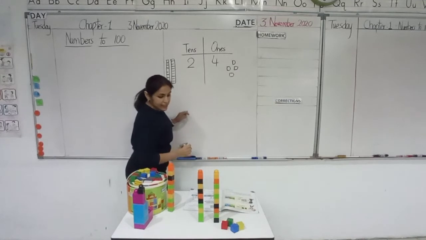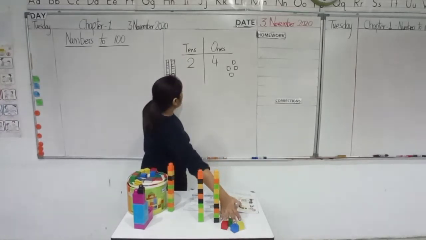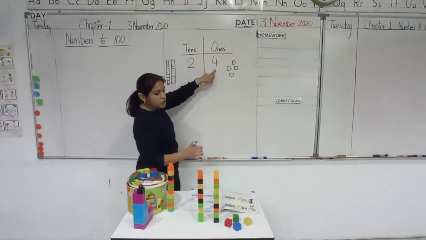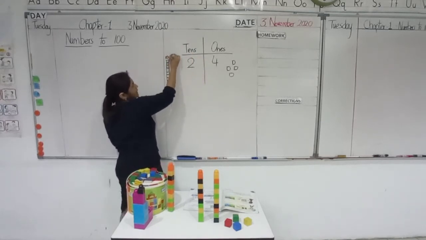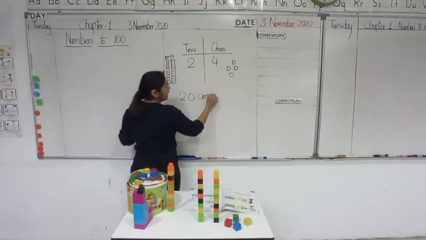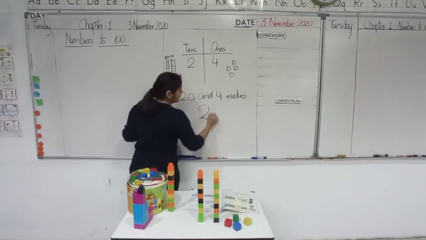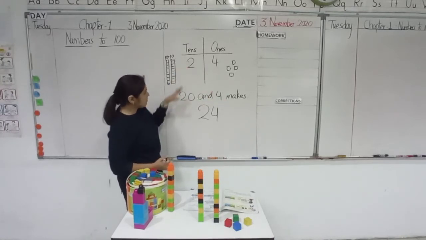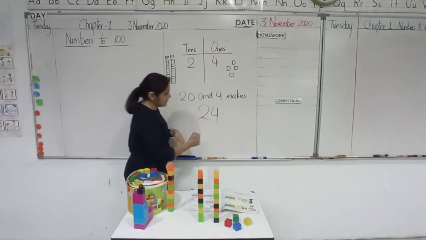I'm just drawing to explain to you that there are two tens, two sticks of tens, and four single cubes, separate units of four cubes. So it makes 24, because two tens will be 10 plus 10. So 10 plus 10 makes 20, and 4 makes 24. 20 and 4. Two tens make 20, and the single ones, that is 4, make 24.